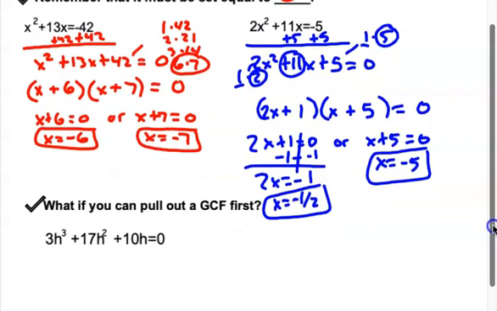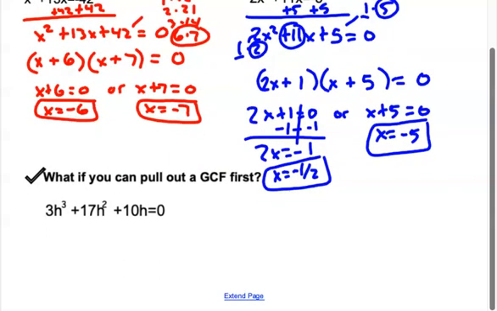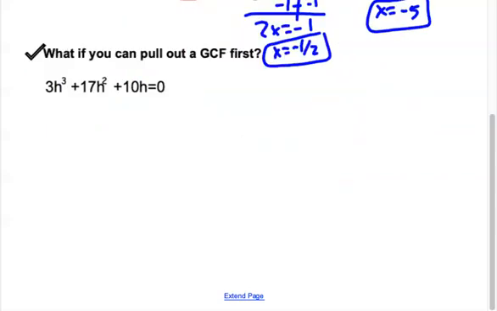All right, so then what we'll move on to is what if you can pull out a GCF first. And that will actually be our only new thing from this video. Everything else to this point was review. So this one, notice how each of these terms has an h in it. So what we can do first is take a GCF out. So I see that right away. When I look at the numbers, 3, 17, and 10, they don't have a common factor besides 1, so I can't bring out any numbers this time, but I can take an h and put it out front.